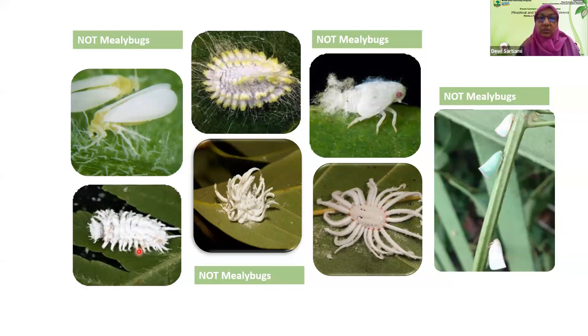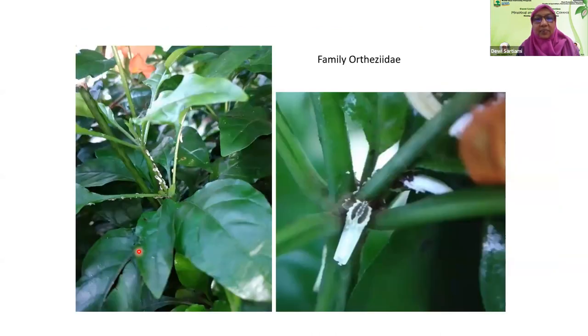So if we go to the field, using this short guideline, we can make a difference between mealybugs and other insects. See, this still has the white wax, but this is family Ortheziidae. Yes, this is not Pseudococcidae. A lot of them stay on herbaceous plants in many crops, in the same way as Pseudococcidae.